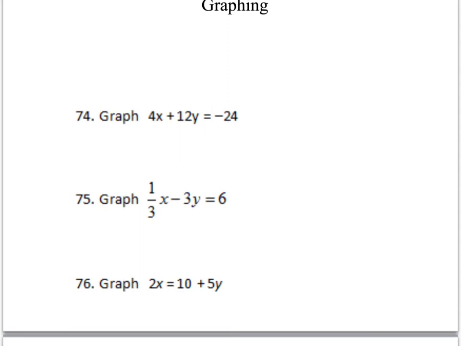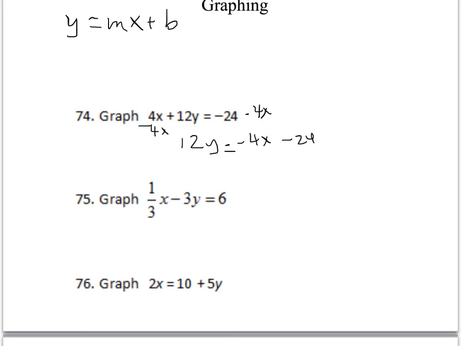Here we have some graphing that we want to do. Remember, there's multiple ways to graph, but the easiest way for us is going to be putting our equations into y equals mx plus b form. In other words, we want to isolate y, and we want to get our x's on the right side of the equation and our constants also on the right side of the equation. So I'm just going to do number 74, and we're going to subtract 4x from both sides, and then we have 12y equals negative 4x minus 24.